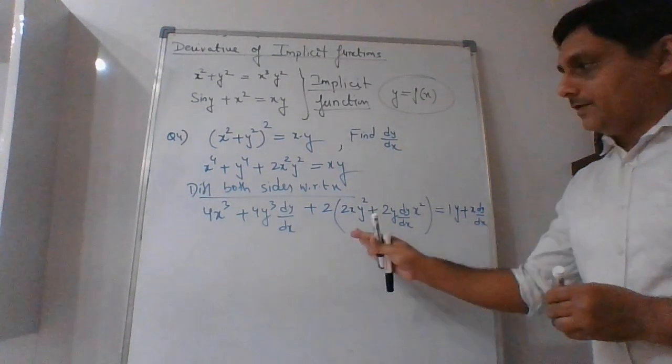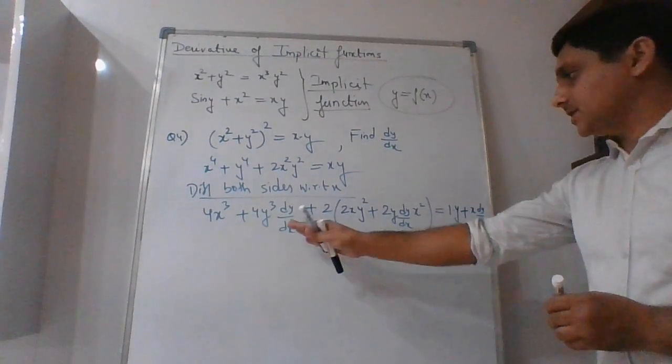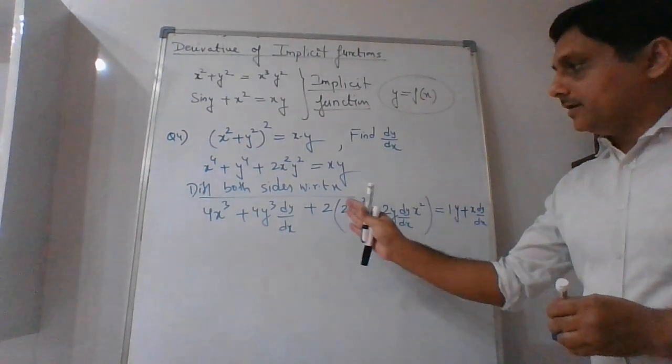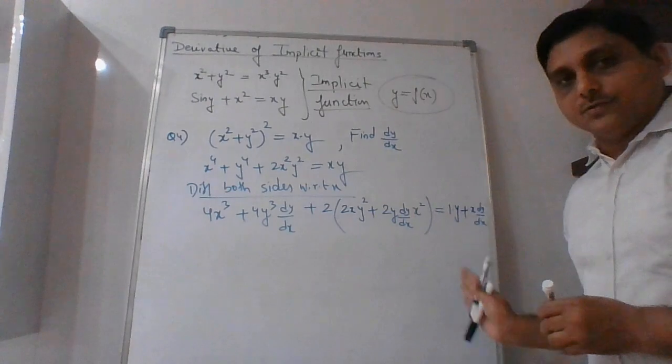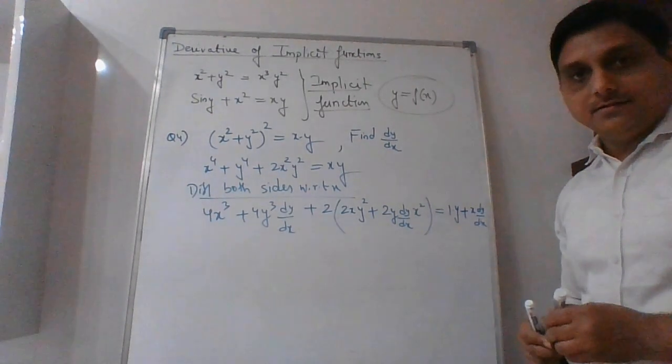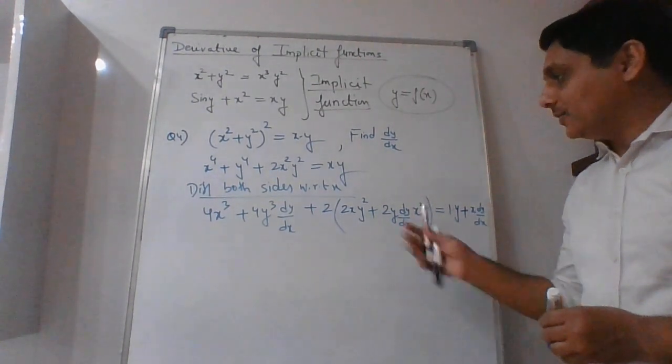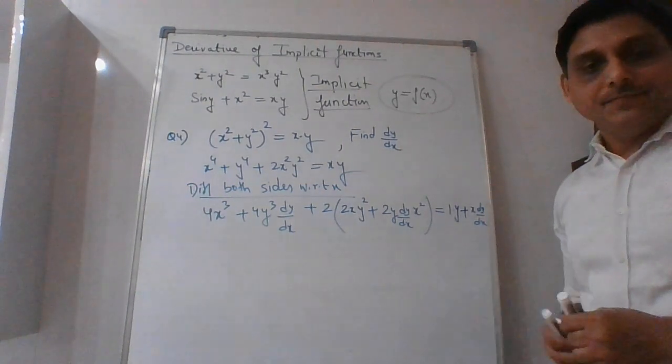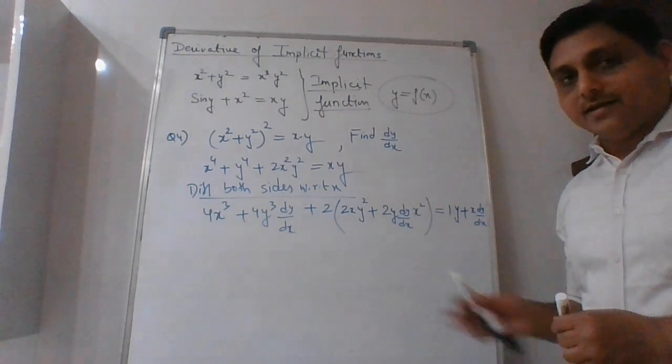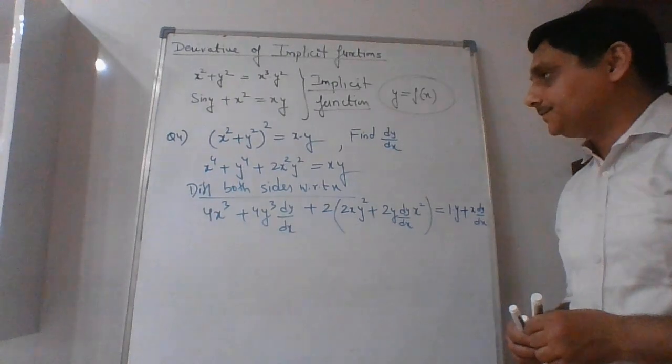So this is what you will get. Now, after this, again, you have to just take this dy upon dx on one side and the remaining terms on the other side and you will get the final answer. So that you can do yourself, that is not a problem. So just quickly write down this question.